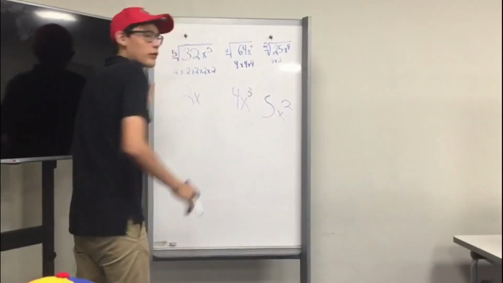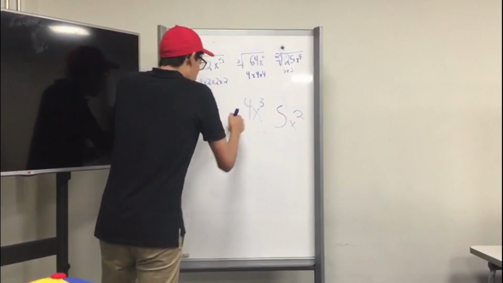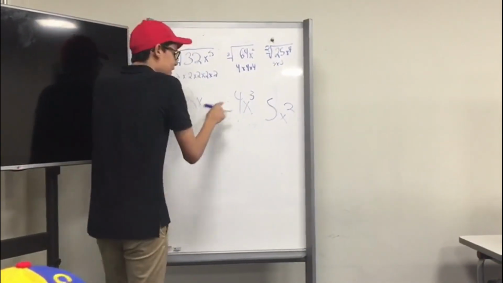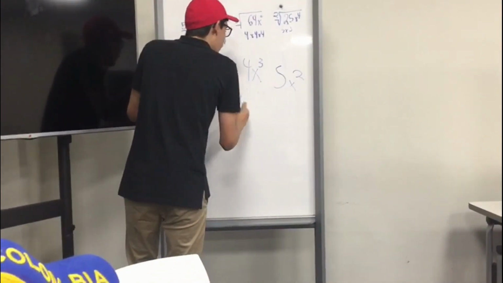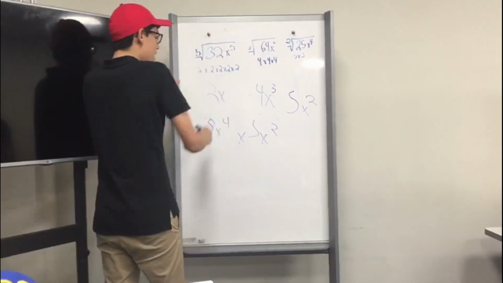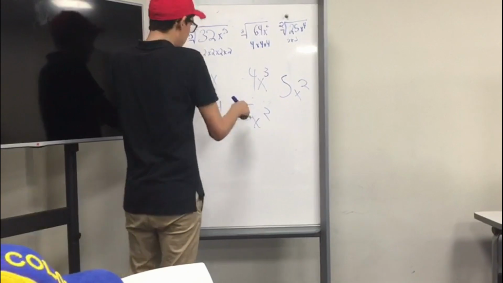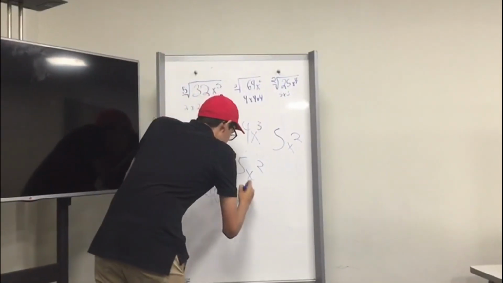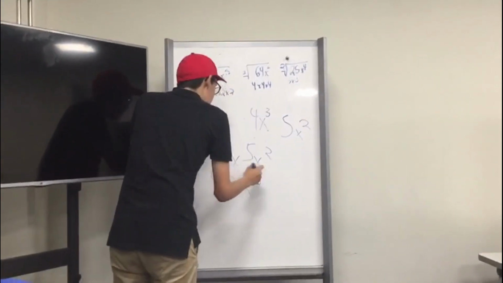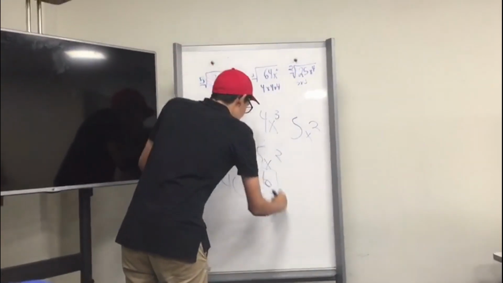Now we can multiply them. 2 times 4, 8. And x cubed times x to the fourth. Now we multiply it by 5x squared. This equals 8 times 5, 40, and 4 plus 2, x to the 6. Leaving the final answer to be 40x to the 6.